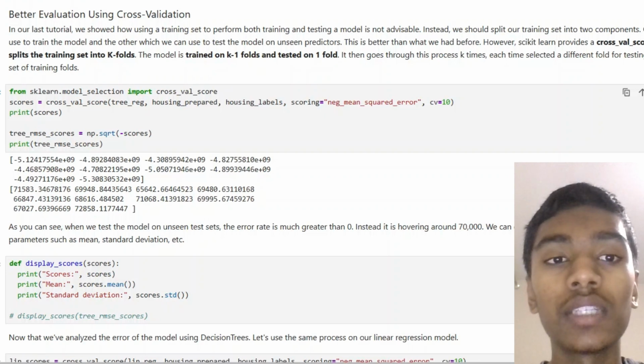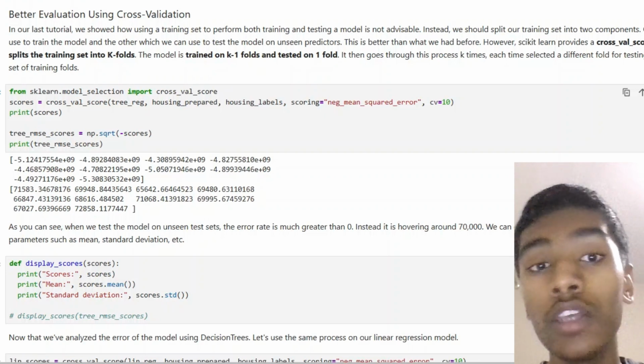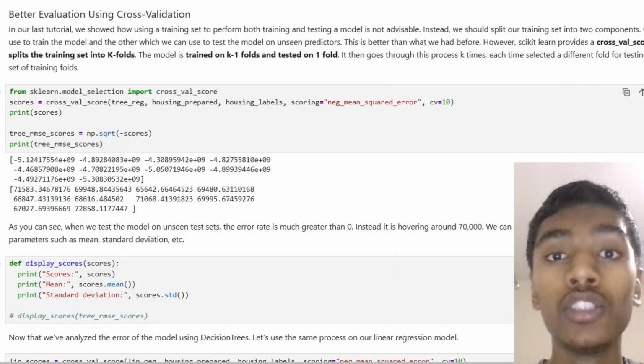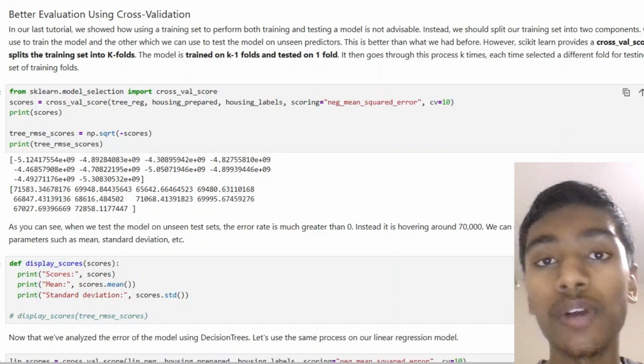In today's video, I want to discuss how we can evaluate our model using cross-validation as opposed to validating our model using our training set.